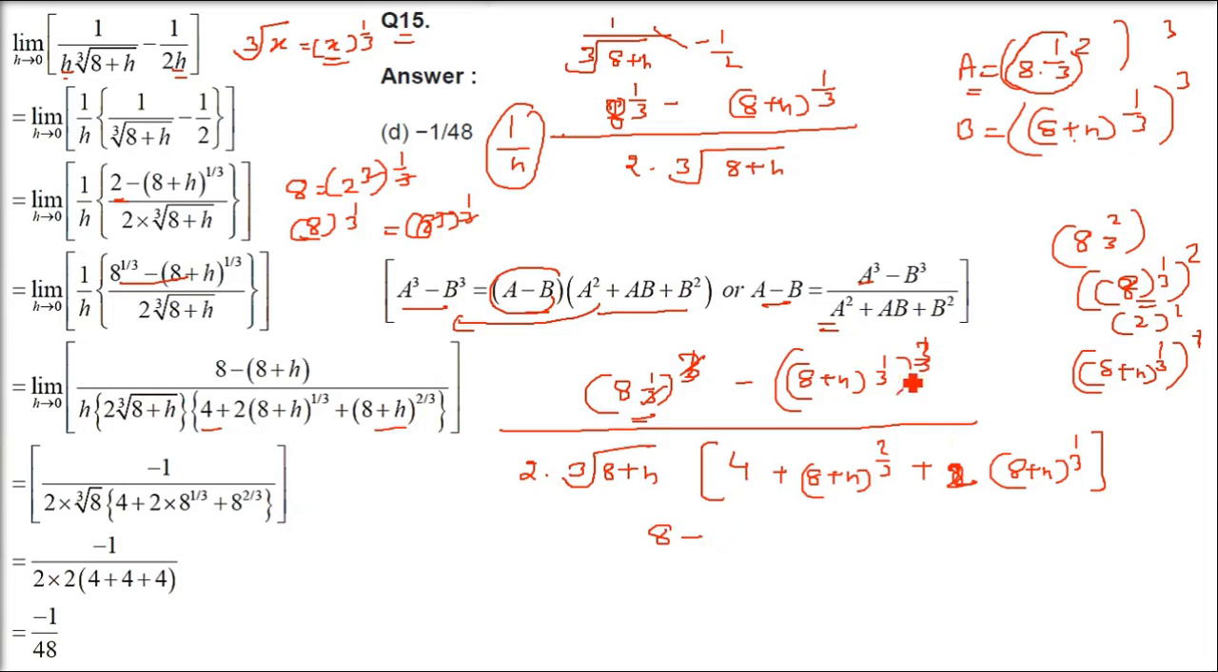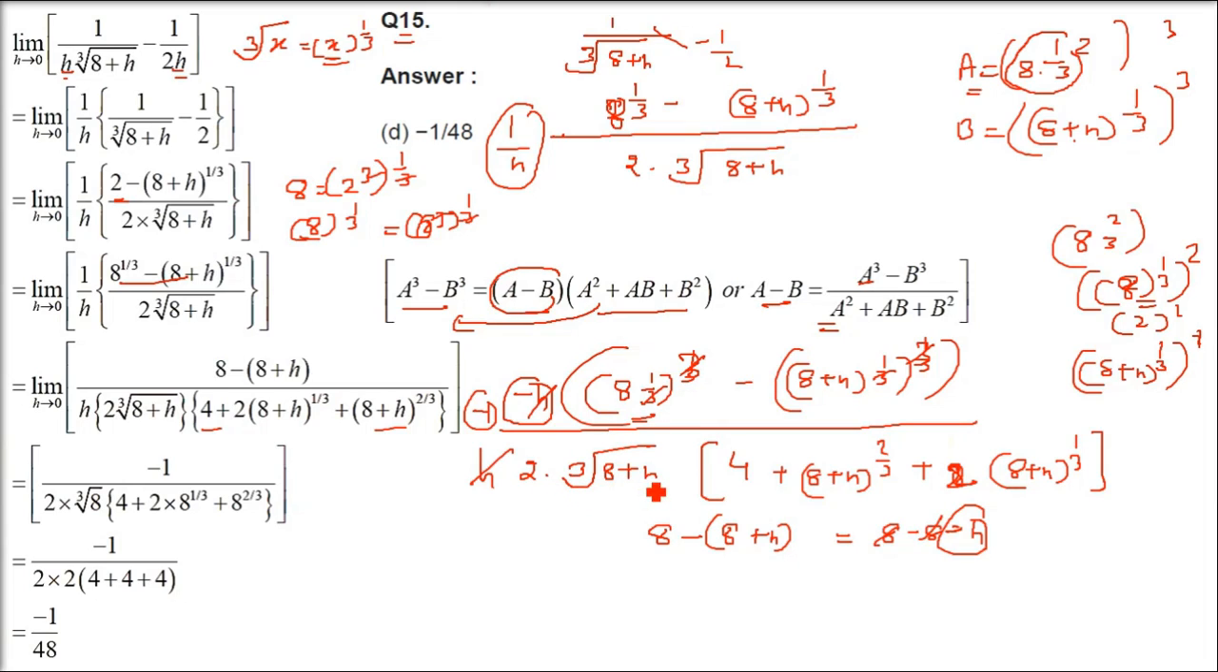So now this cube and 1 by 3 gets cancelled. You have 8 here and this also gets cancelled. You have 8 minus 8 plus h, 8 minus 8 minus h it will come. 8 gets cancelled, minus h only will remain. And I told you this whole is minus h. And I told you h was already there. So h gets cancelled, only minus 1 will remain in the numerator. Numerator will only have minus 1, remember?